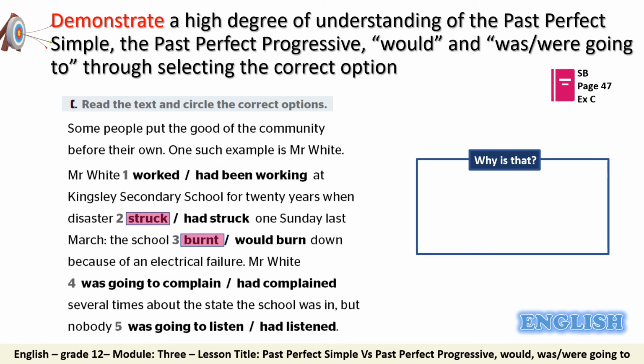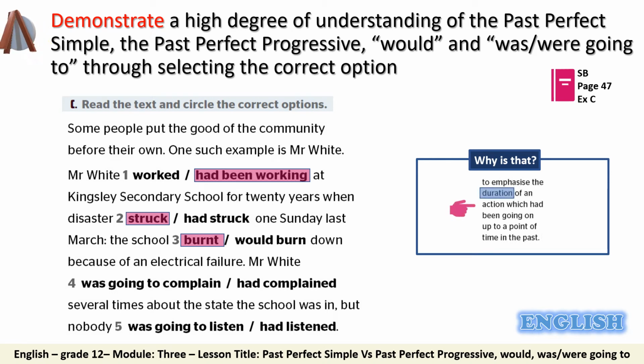So which answer have you chosen for number 1? Very good. Had been working, the past perfect progressive. Can you tell me why? Excellent. The emphasis here is on the duration of the action.